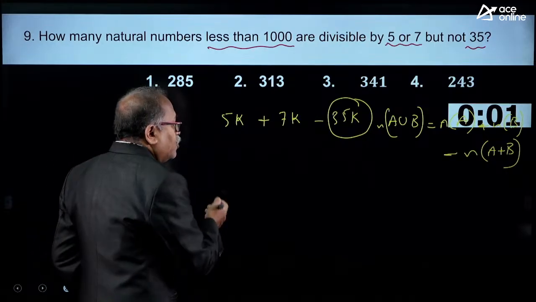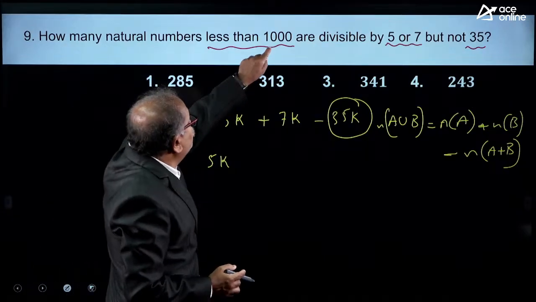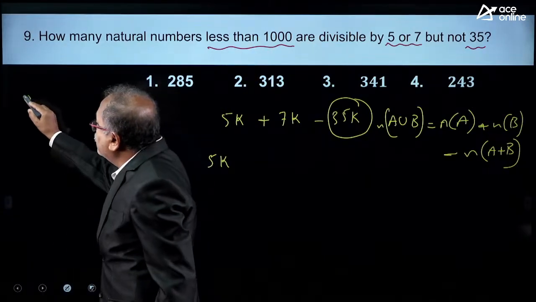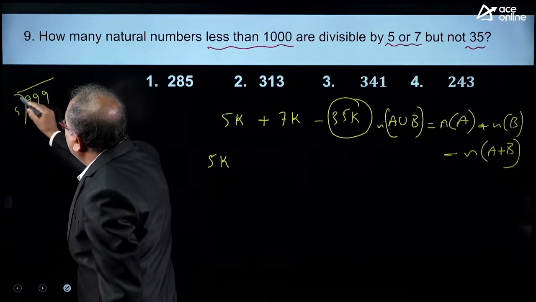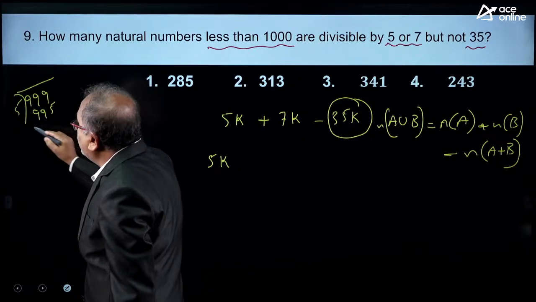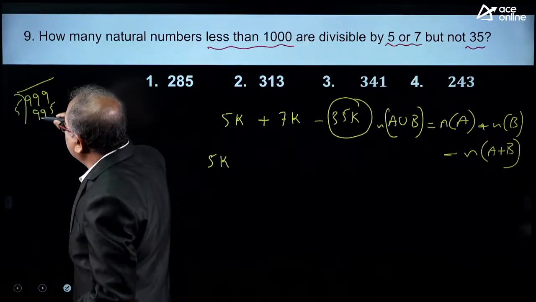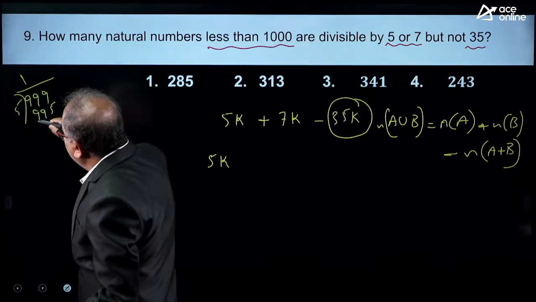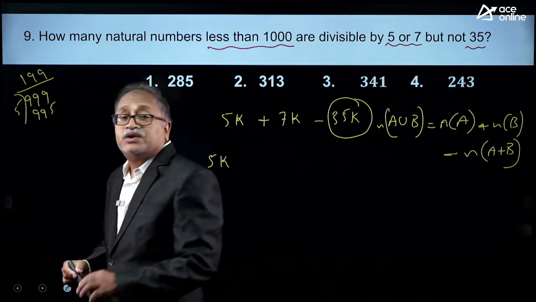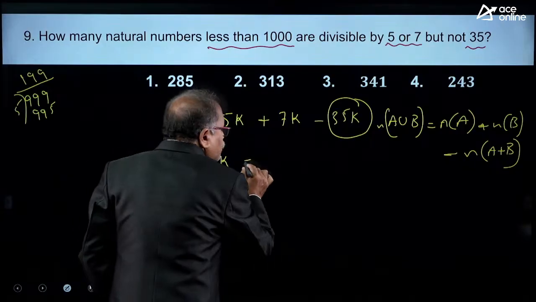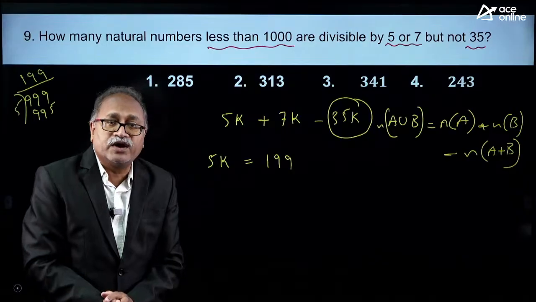So that is 5k. How many numbers are there which are divisible by 5 and less than 1000? So what I do, the rough work, 999, and I divide this by 5. So I know 995 is divisible by 5. 995, that means what is the quotient? So that comes 199. So 199 numbers below 1000 are divisible by 5.